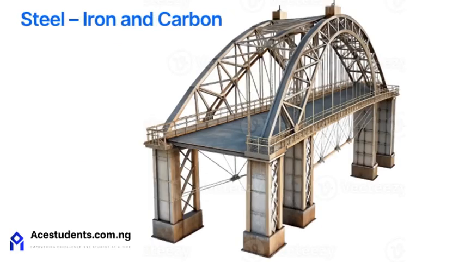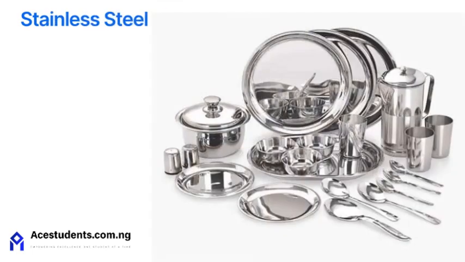Steel is made by adding a small amount of carbon to iron. This makes it much stronger and useful for buildings and bridges. Stainless steel contains iron, chromium, and nickel. It is shiny, strong, and does not rust easily. We use it to make cutlery and cooking pots.